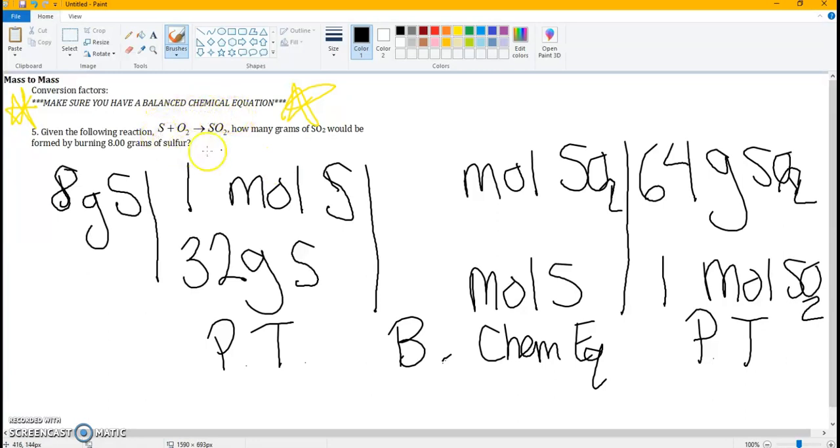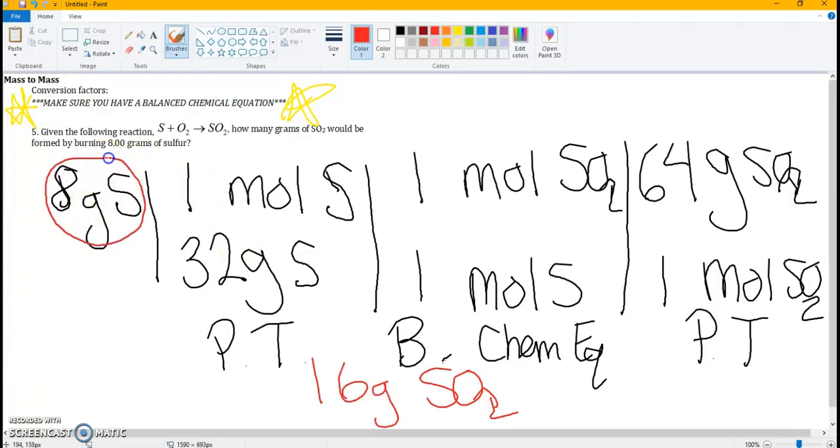I look at my chemical equation and I see that there is a 1 in front of the sulfur. It's implied, not actually written. And then there is a 1 in front of the sulfur dioxide. Implied, not written. So now I know that 8 grams divided by 32 grams will give me the moles of sulfur. It's a 1-to-1 ratio. And then I can turn it back into grams of sulfur dioxide by using the gram to mole conversion. And I get an answer of 16 grams of sulfur dioxide can be produced if I use 8 grams of sulfur in my reaction. Okay?